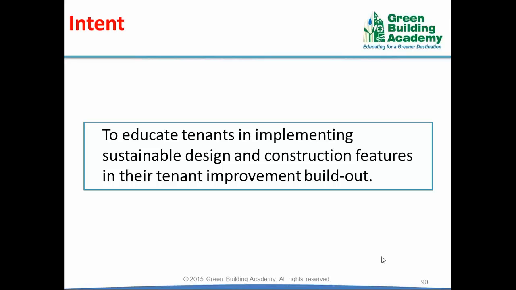But obviously when there is a project with LEED certification, it will have some environmentally friendly features, energy efficiency features and water efficiency features in the project. So you want your tenant to make use of it. Tenant can also get benefit of it. Even if they are not going for LEED certification, they can achieve a significant amount of light, energy and water savings through using the same features or same strategies. So the intent of this credit is to educate tenants in implementing sustainable design and construction features in their tenant improvement build out.